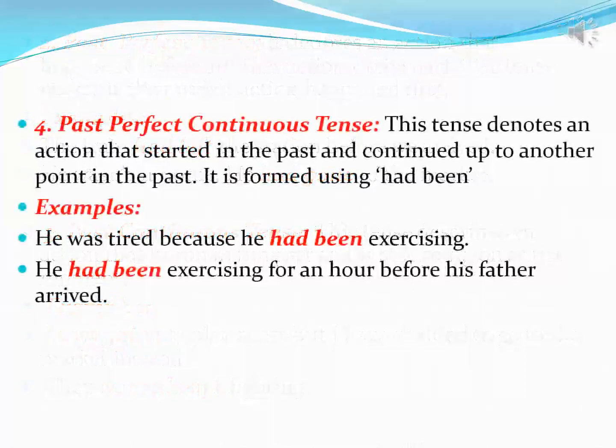Let's discuss past perfect continuous tense. It denotes an action that started in the past and continued up to another point in the past. It is formed using had been. For example, he was tired because he had been exercising. And the second example is he had been exercising for an hour before his father arrived.